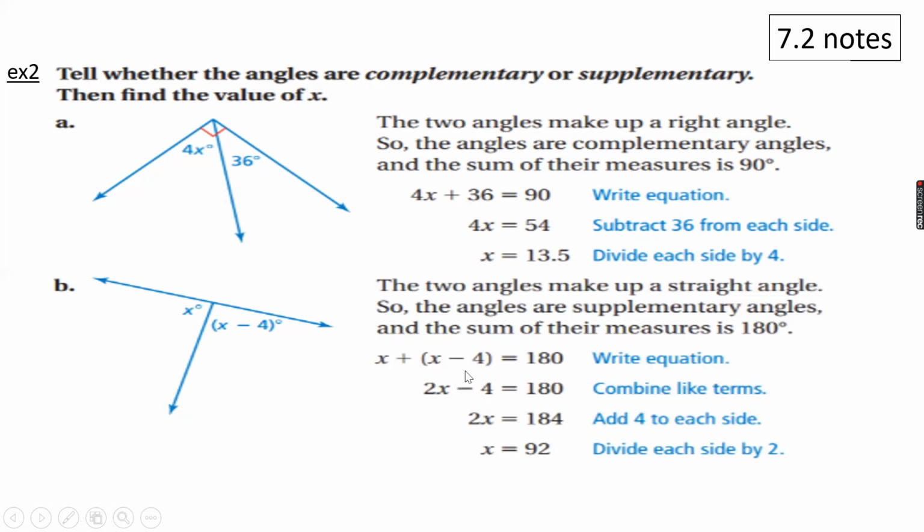We're going to have to combine our like terms. So honestly, these parentheses don't do anything, because parentheses are for distribution and there's nothing to distribute. So I can just get rid of those, and then I'm taking x plus x, which gives me 2 x's, and then I still have my minus 4. And now it looks like a two-step, just like before. We're going to add the 4 to both sides, because that is a subtraction of 4. So when I add 4 to 180, I get 184. And then we're going to divide each side by 2, and that leaves us with x equals 92.